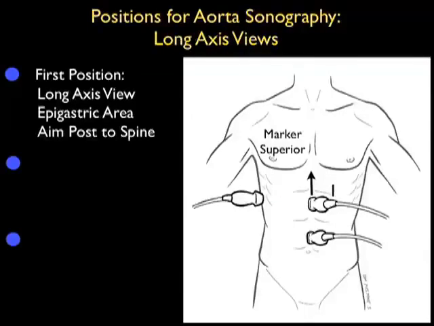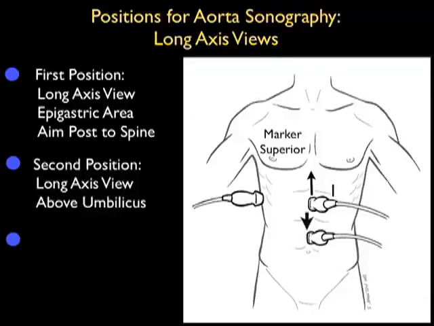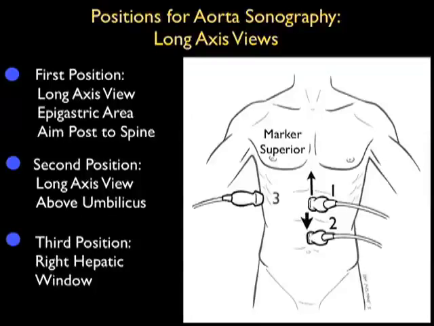We'll begin by placing the probe in probe position 1, again in that epigastric region to visualize the top part of the abdominal aorta, have the marker dot superiorly oriented towards the patient's head. We can then slide the probe inferiorly to probe position 2 at the region just above the umbilicus to visualize the aorta all the way down to bifurcation into the paired iliacs.